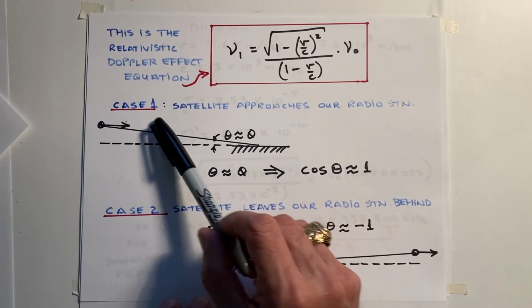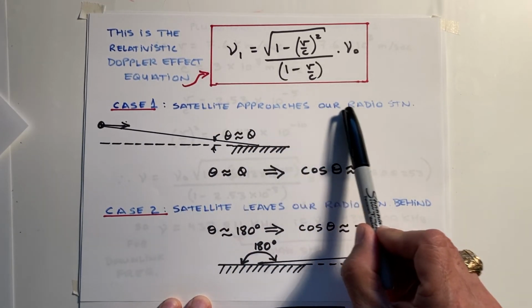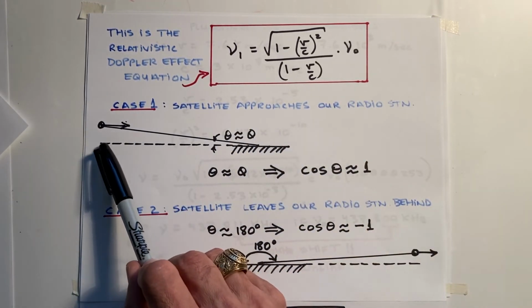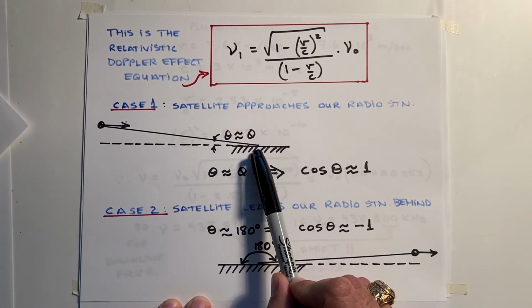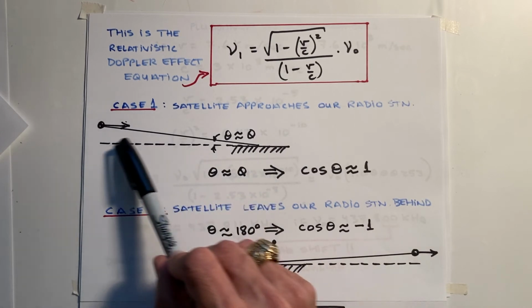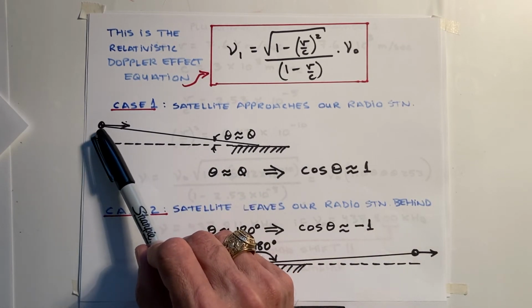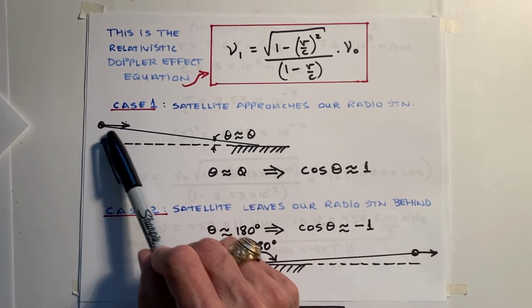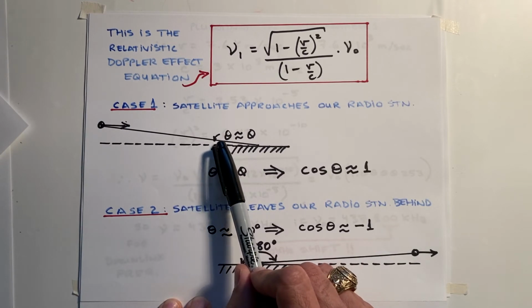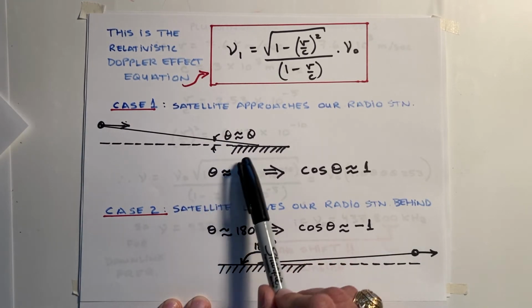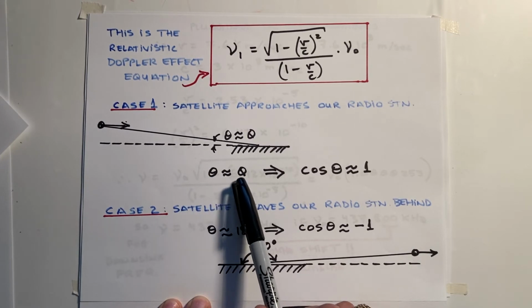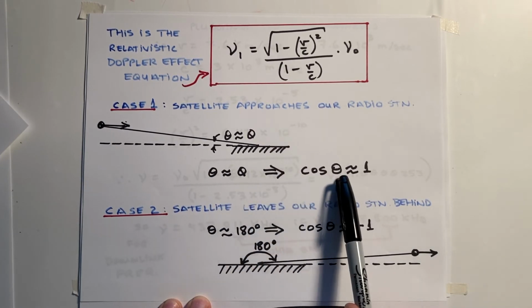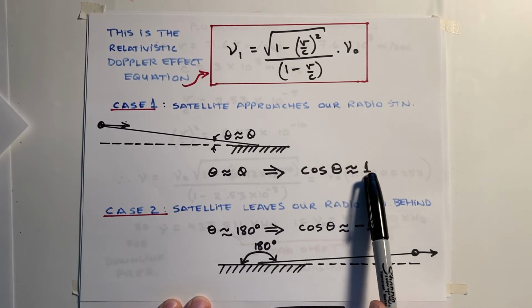For our purposes, we have case 1, the satellite approaches our radio station. This is the acquisition of signal, because over here where the pen is pointing is where our radio station is, and we're seeing the satellite first coming over the horizon, acquisition of signal. The angle is going to be very shallow. Let's call it 0. Why? Because with theta, that's the angle, equal to just about 0, that implies the cosine of theta is just about 1.